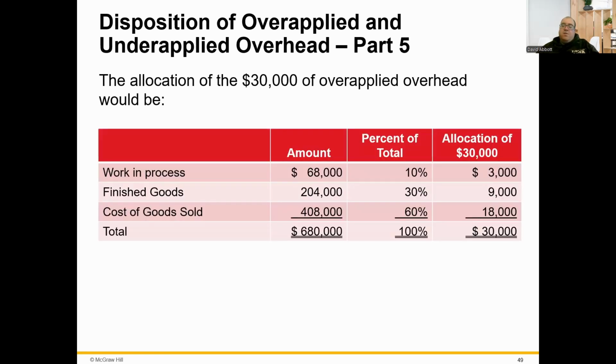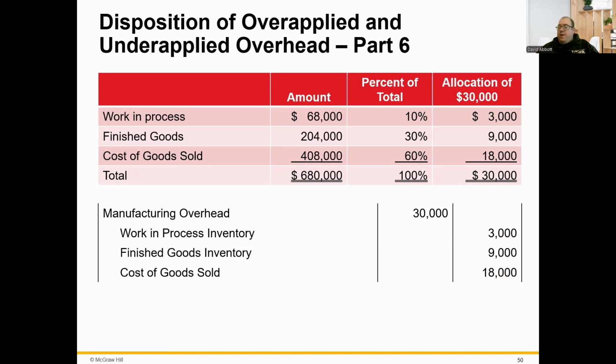And this is how they calculated that: taking the amount times the percentage gives us the allocation of that 30,000. And then this would be the journal entry. We would debit our manufacturing overhead for 30,000. Then we would credit our work in progress inventory, our finished goods inventory, and the cost of goods sold for the amount that we had calculated.